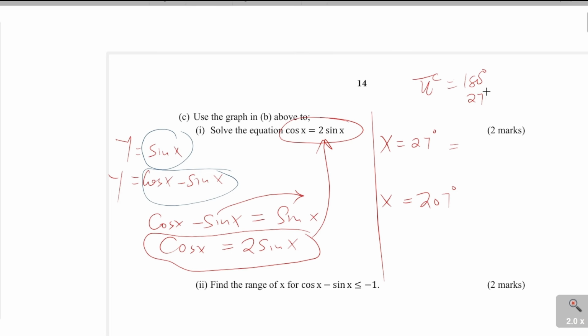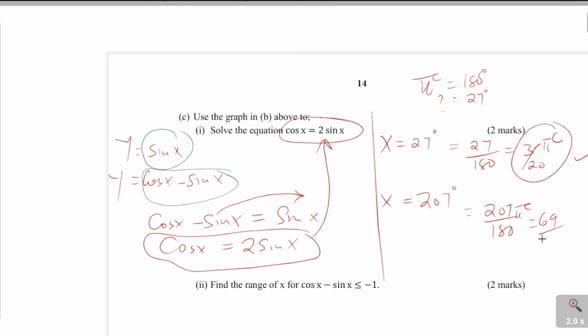So what about 27 degrees to be what? You simply divide 27 by 180, and when you simplify this, it gives 3 divided by 20 pi radians. So that is the first solution. For 207, it is 207 divided by 180 pi radians, and when you simplify this, you get 69 divided by 20. So those are the two values of x.